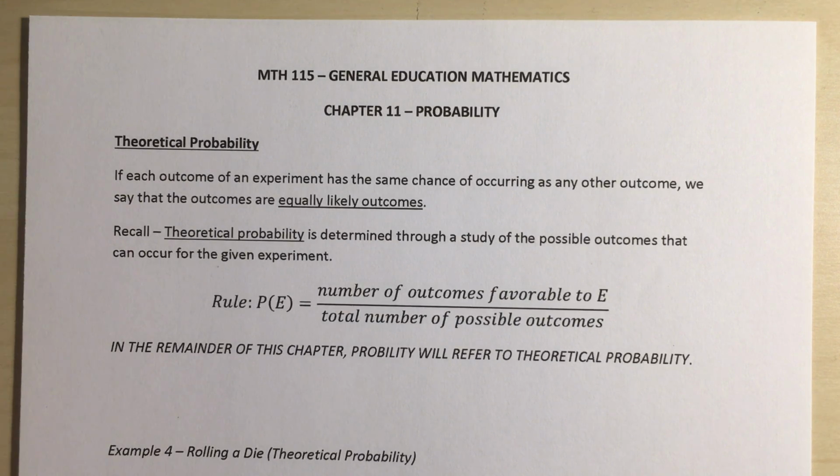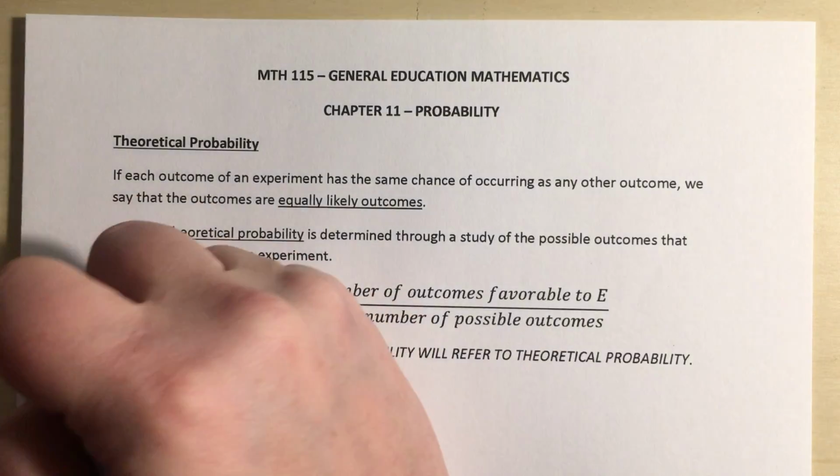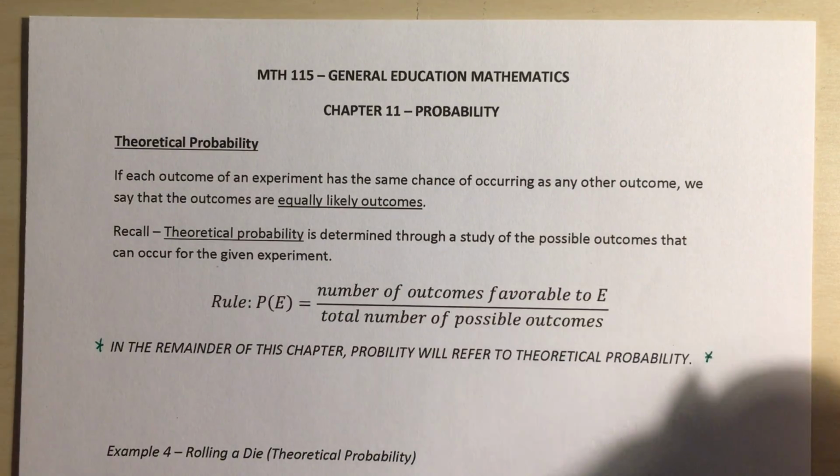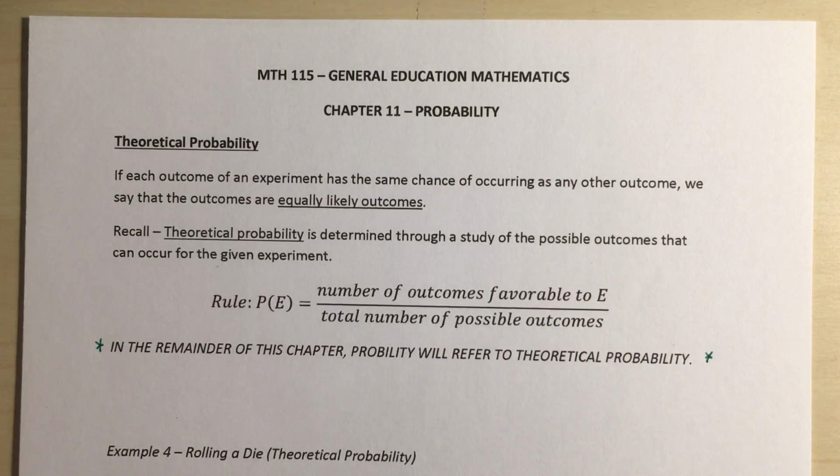The difference is, again, these ideas are based on what should happen in theory, not what's just going on in a single experiment. One important thing to make note of here: for the remainder of this chapter, when we see the word probability, we're going to be assuming that we are talking about theoretical probability. So we're going to be focusing on finding our probabilities using mathematical theory.